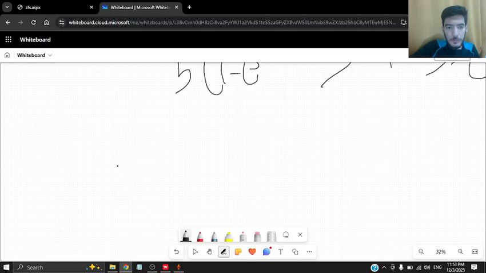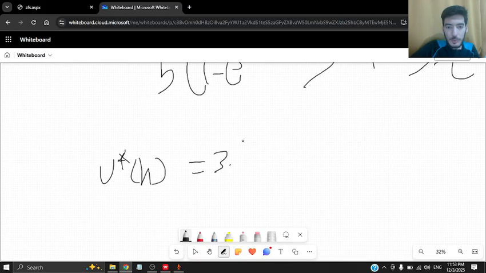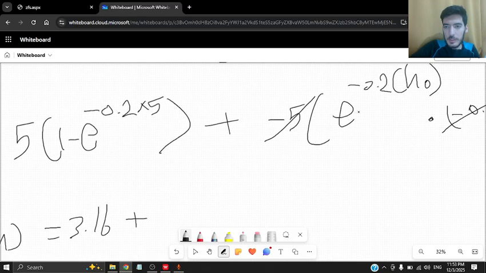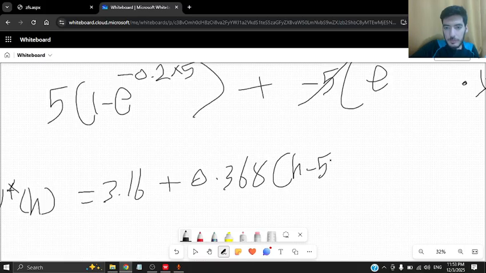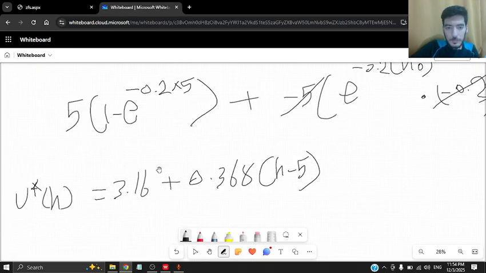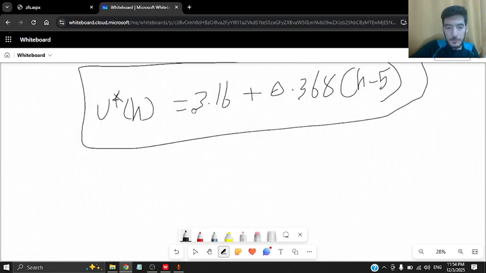and the final form for the linearized equation will be v of h will be equal, this part here will be evaluated to be 3.16 plus, and this exponential here, it will be 0.368 multiplied by h minus 5. So this is the solution for the A section.